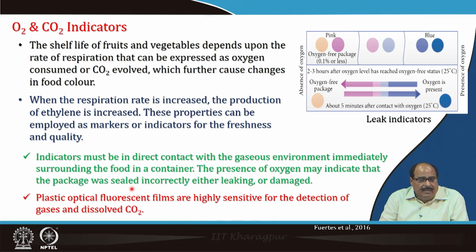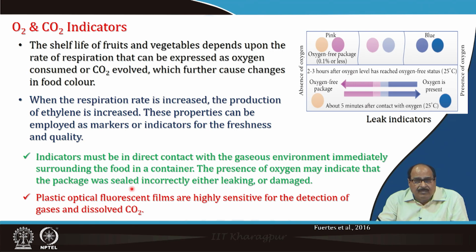Okay. Then O2 and CO2 indicators. The shelf life of fruits and vegetables, as you know, depends upon the rate of respiration, which can be expressed as oxygen consumed or CO2 evolved, which further causes changes in the food color. So, when the respiration rate is increased, the production of ethylene is increased. These properties can be used as markers or indicators for the freshness and quality of the food.